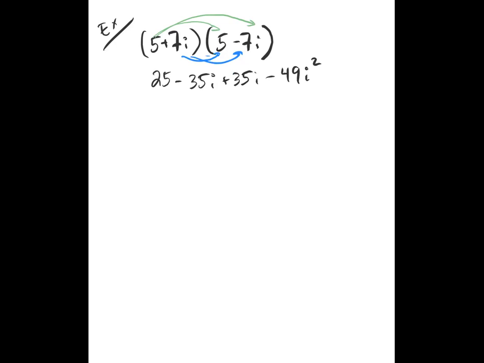And we'll notice that these are opposites. Those cancel out. That turns into a negative 1, right? So now we have 25 minus 49 times a negative 1. Or in other words, it's just 25 plus 49, and we get an answer of 74. Multiplying conjugates gives us a real number, right? As we just mentioned. You multiply complex conjugates, you are given a real number as the product.